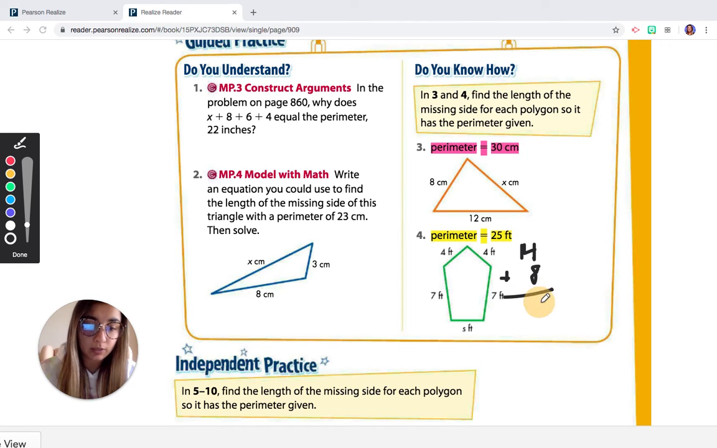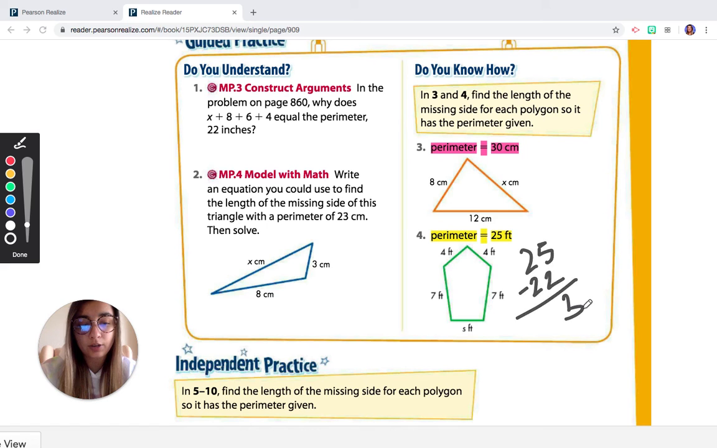8 plus 4 is 12. I'm going to put my 1 up here. 1, 2. Oh, see, that's what happens. So I know that 14 plus 8 is 22. Sorry about that. All I'm going to do now is subtract the 22 from the 25. So 25 minus 22. 5 minus 2 is 3. 2 minus 2 is 0. So I know the unknown side for this one is 3, and I see my label is feet.